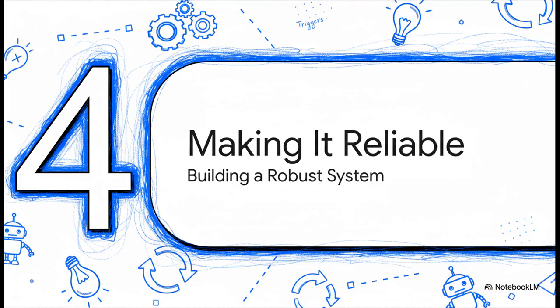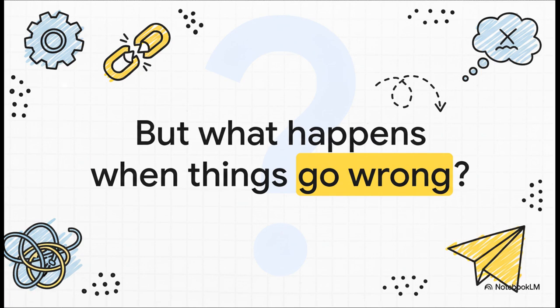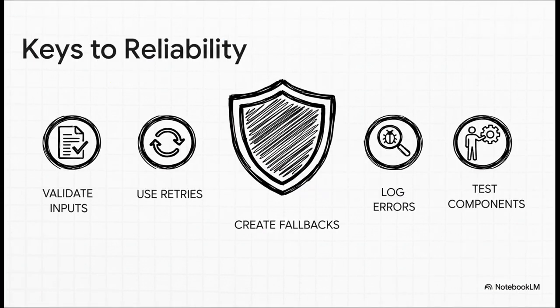So, building a workflow is one thing, but how do you make sure it actually works every single time without breaking? In this section, we'll get into how to build a robust system. This is what turns a fun little project into a professional-grade tool. Because, let's be honest, things will go wrong. An app server might be down for a minute, an email might be formatted in a weird way, a connection might just fail. Does your entire system just grind to a halt and die? Not if you build for reliability.